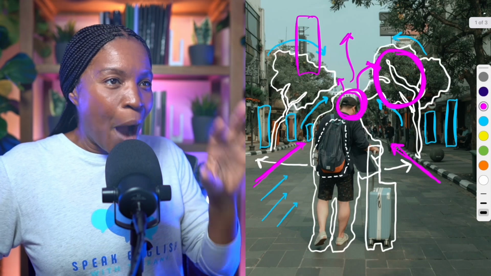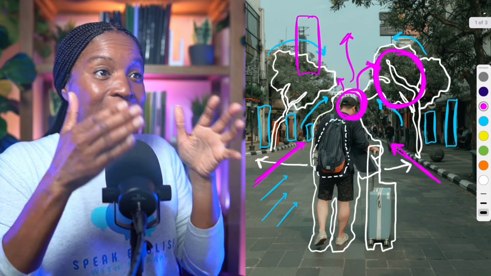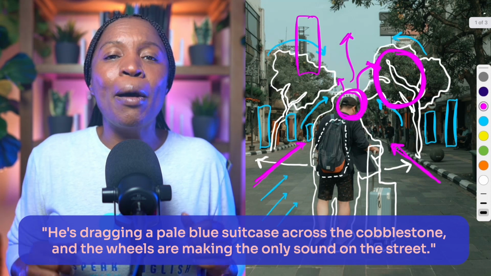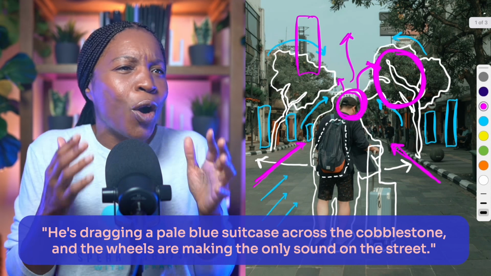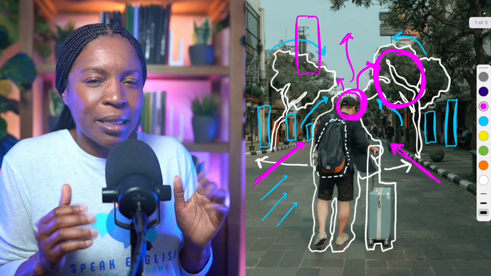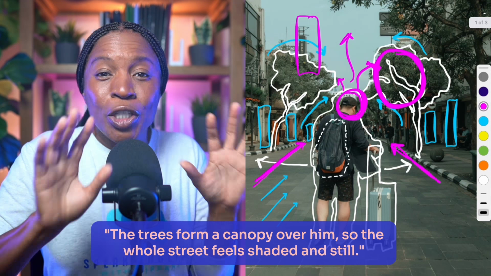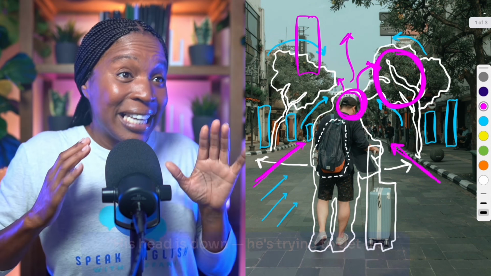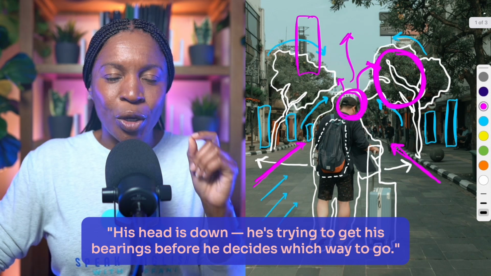So, if we are looking now at our young man, our world that we've been looking at, and we want to describe it using 3 sentences, this is how we can describe this image right in front of us. He's dragging a pale blue suitcase across the cobblestone, and the wheels are making the only sound on the street. Second sentence. The trees form a canopy over him, so the whole street feels shaded and still. And finally, his head is down. He's trying to get his bearings before he decides which way to go.